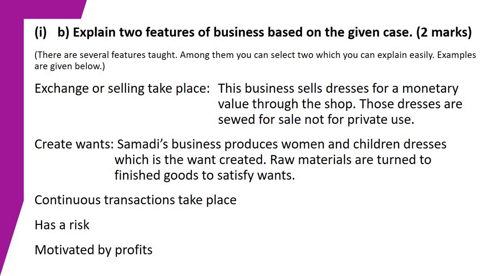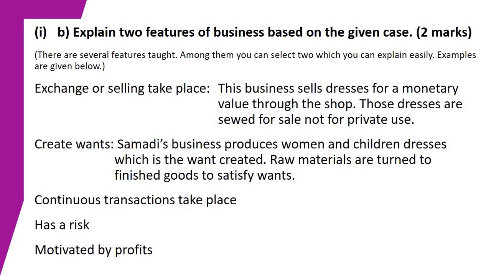Exchange or selling takes place. Now this business sells dresses for a monetary value through the shop, and those dresses are sold for sale, not for private use. For an activity to be a business, the products have to be sold in the marketplace. Those should be exchanged, not for private use, that means not for use at home. They should be sold to other parties. So that has to be explained here.